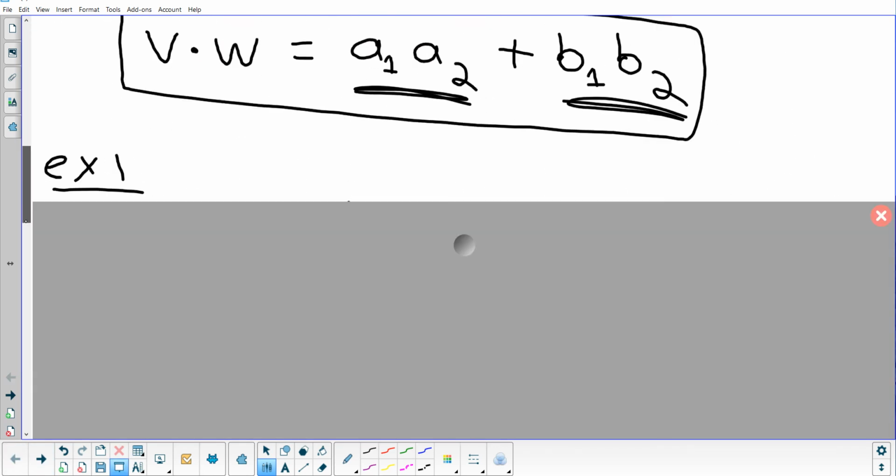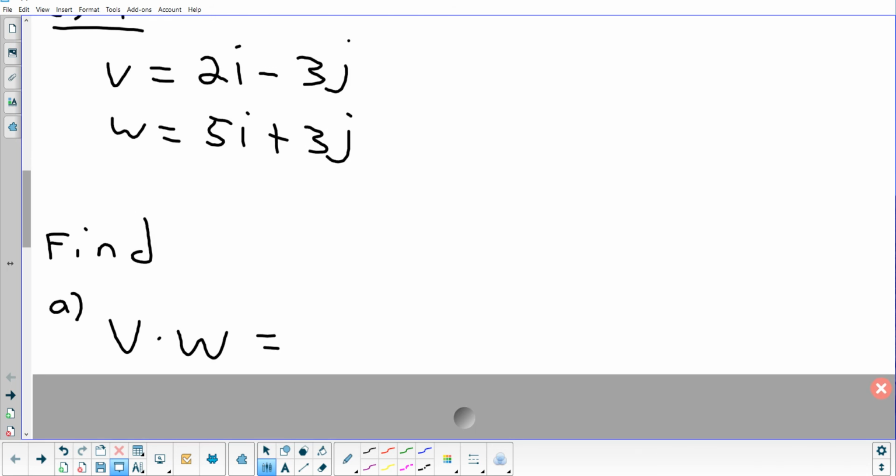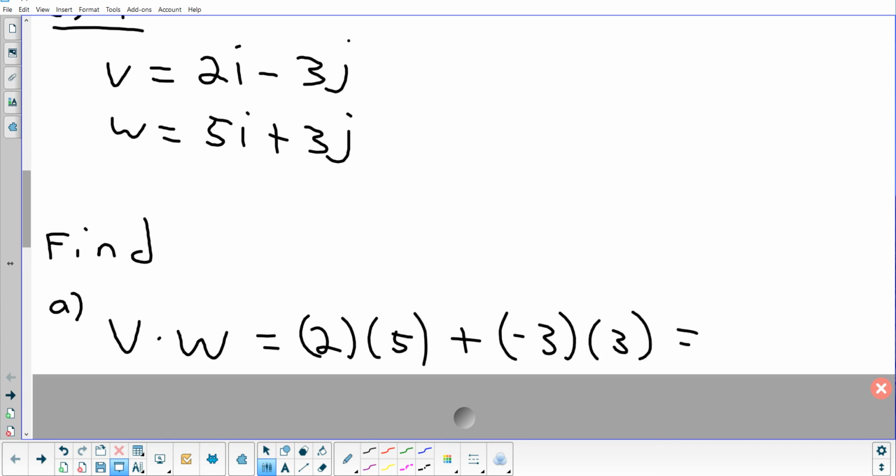All right, so let's try finding a dot product. So, v dot w. What are the first two numbers I'm going to multiply together to do that? 2 and 5. So we're going to do 2 times 5. What comes right after the 2 times 5? Negative 3 times 4. Plus. And what comes next? Negative 3 times 3. And that gives me a dot product of how much? 1. 10 minus 9.